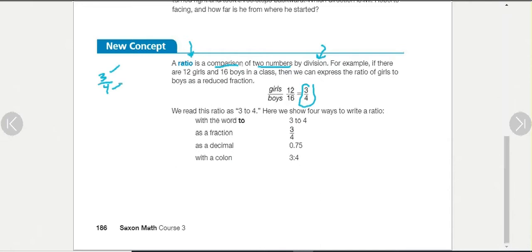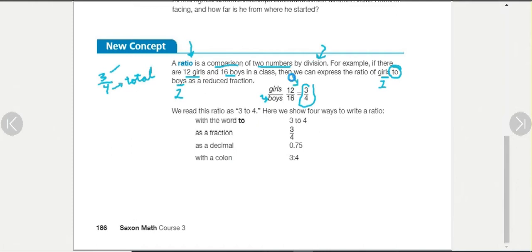Sometimes down here it's a total. We're not working with a lot of that today. We're mostly focusing on showing two amounts and then reducing, especially in the correct order. Because if I say 12 girls and 16 boys, express ratio of girls to boys, girls then has to come first because it was said before the boys, and then the boys comes underneath second.